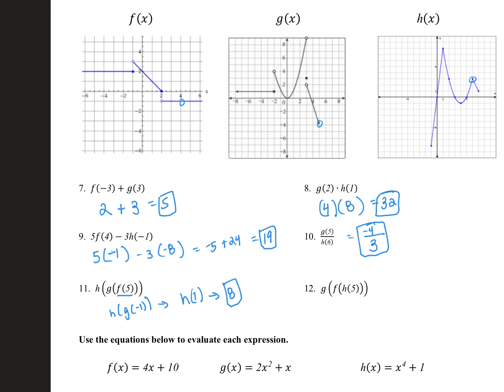Number 12, g of f of h of 5. So again, inside out. So h of 5. At 5 it is 0. So f of 0, and then we're going to take g of that. F of 0, let's go to our first graph. At 0, we get out a value of 2. So now we're going to do g of 2. And at g of 2, we get out a value of 4.